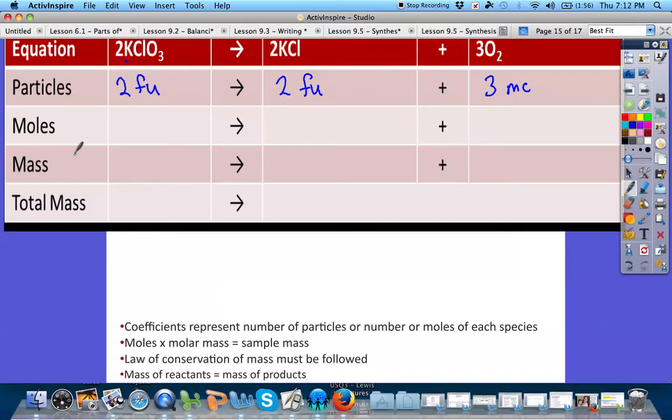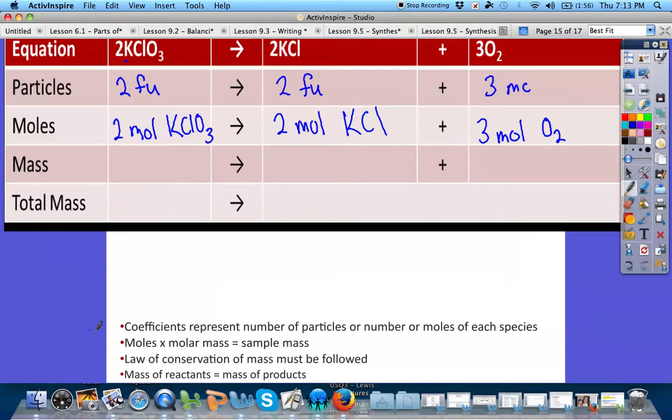Then we need to determine how many moles of potassium chlorate we have. Well, we have 2 moles of potassium chlorate, and we have 2 moles of potassium chloride, and 3 moles of oxygen. Now you can see the coefficients go both for the number of particles and for the number of moles. Moles are how we can compare both these ionic formula units and the covalent molecules.